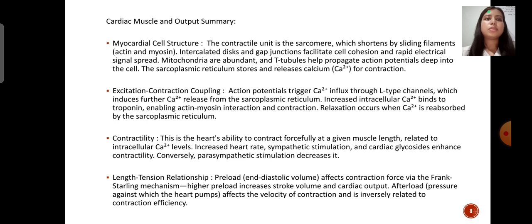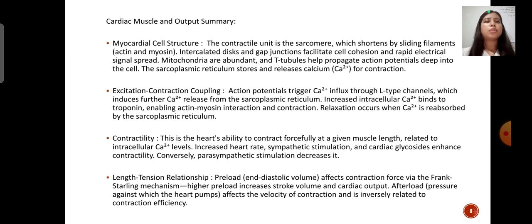The contractility of the heart. This is the heart's ability to contract forcefully at a given muscle length, which is related to intracellular calcium levels. An increased heart rate, sympathetic stimulation, and cardiac glycosides enhance this contractility. Conversely, parasympathetic stimulation decreases the contractility of the heart. The length-tension relationship: the preload, which is the end diastolic volume, affects the contraction force via the Frank-Starling mechanism.